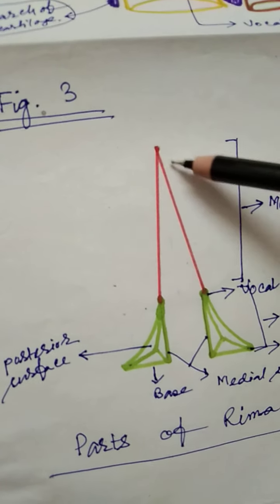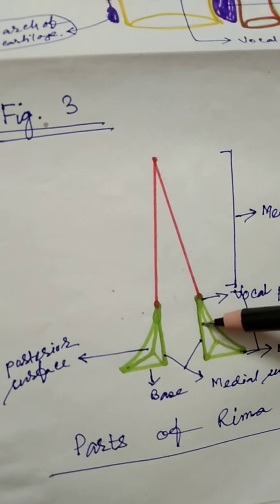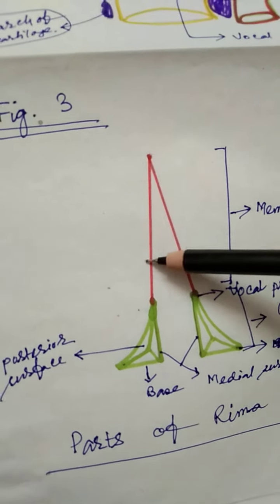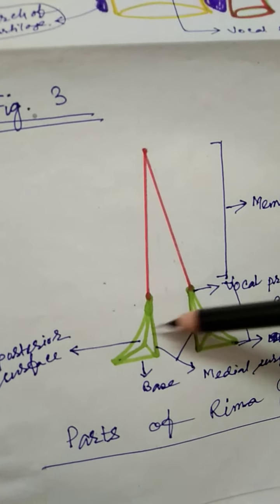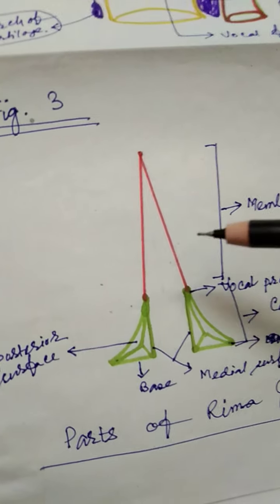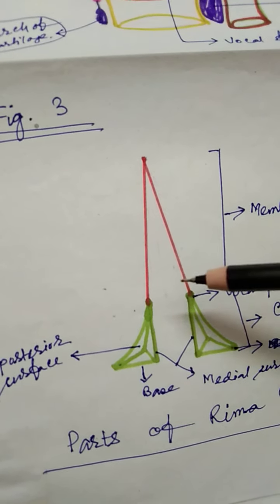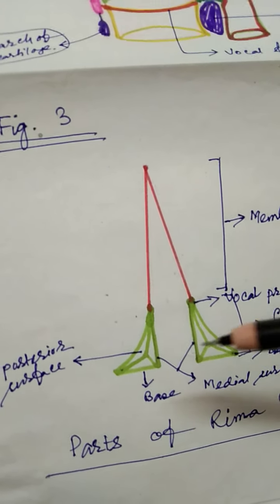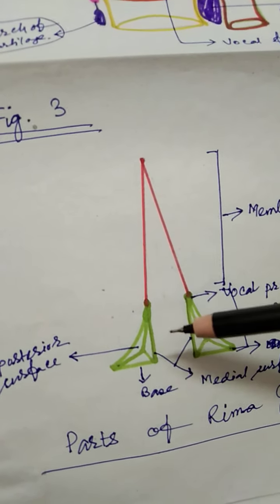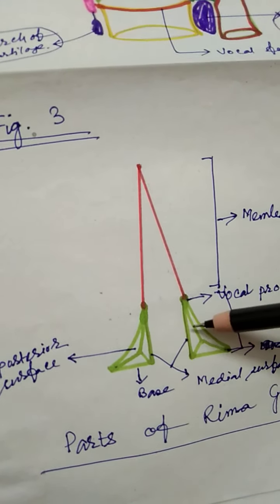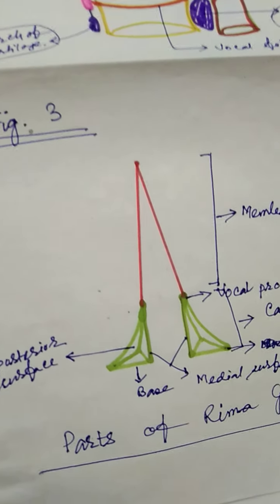Now if the total portion of the vocal fold is opposed together, that means the gap between the two membranous parts as well as the cartilaginous parts is reduced, it is required for the production of the high pitched sound. How is it produced? It is done by the contraction of the transverse arytenoid as well as the oblique arytenoids.